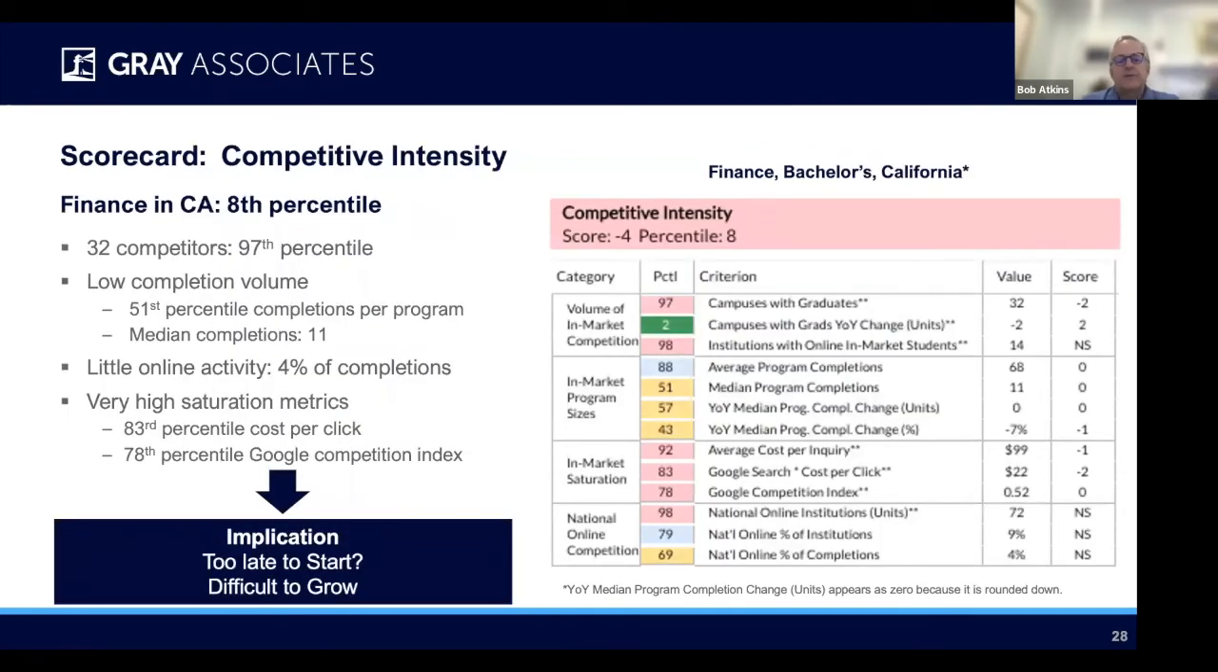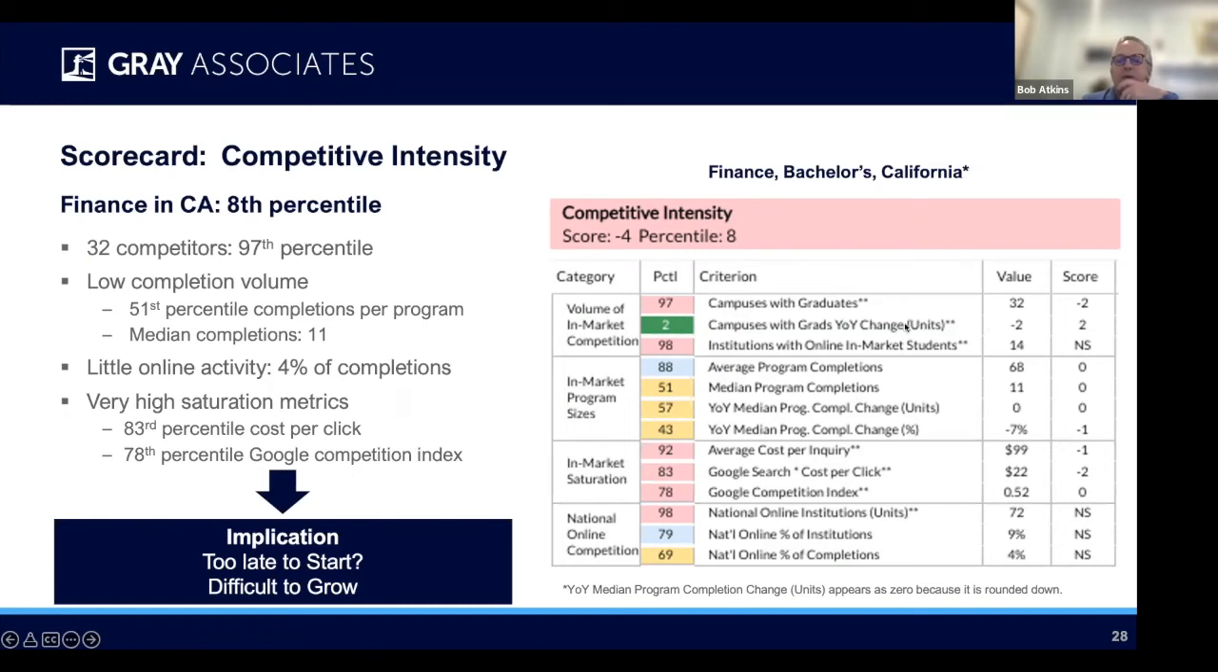So we've talked about student demand, we've talked about employment. Now there's another thing you got to worry about, which is competition. And this is an example of the kind of data we would suggest you pull together on competition. How many campuses are out there? In this case, 32. That puts it at the 97th percentile in this particular market. So it's a pretty competitive program.